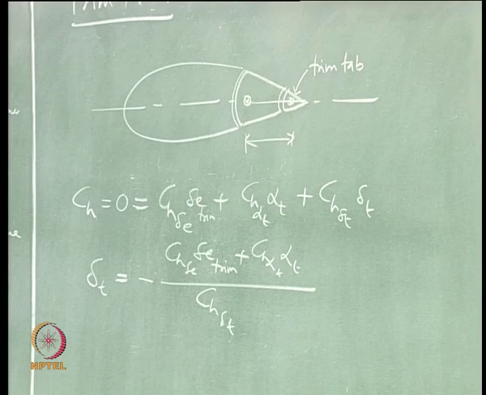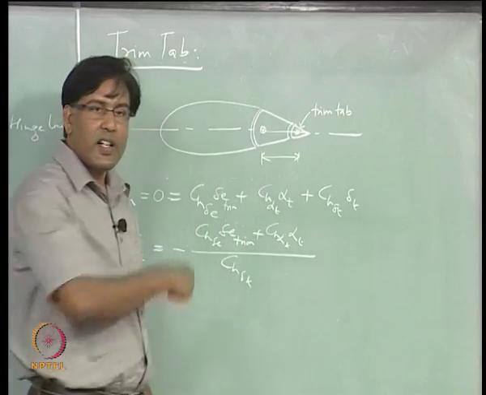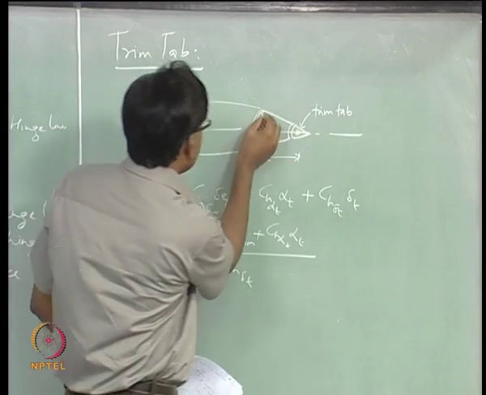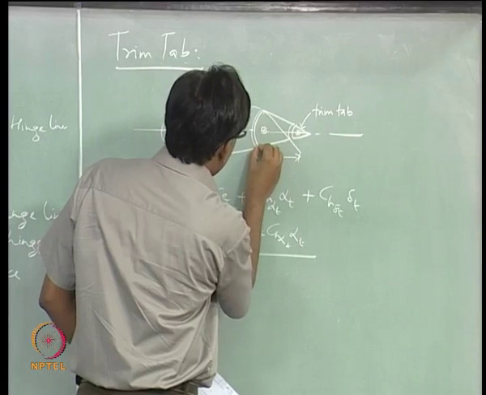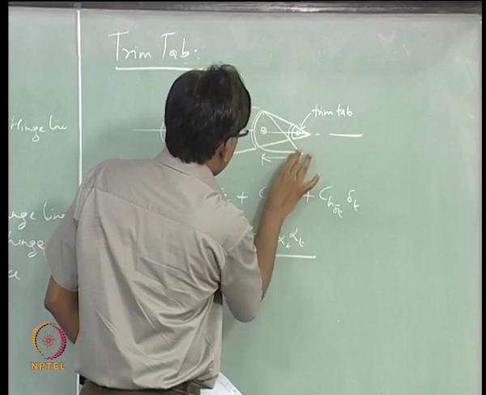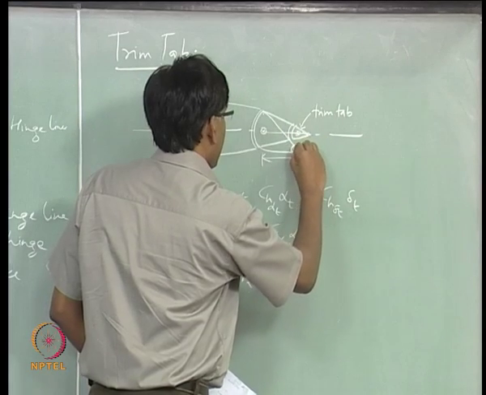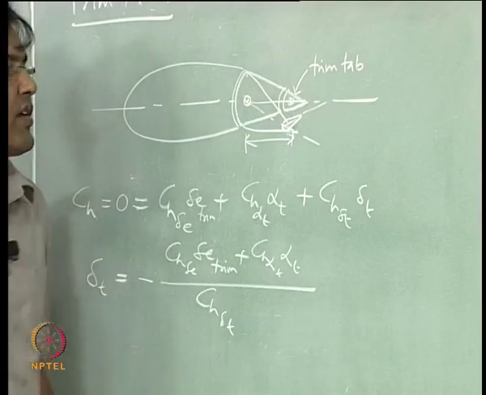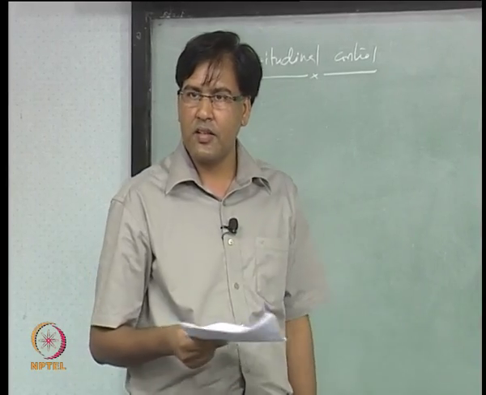Right. So if the elevator is downward, which way the trim tab should be? Upward, right, is understood. Okay. Why are we changing the elevator deflection?